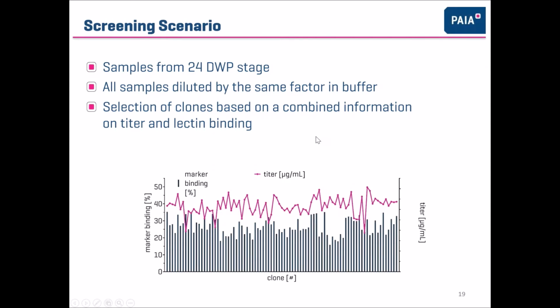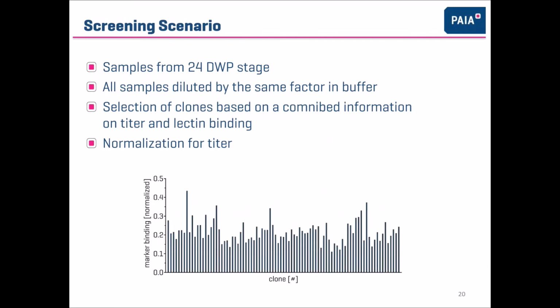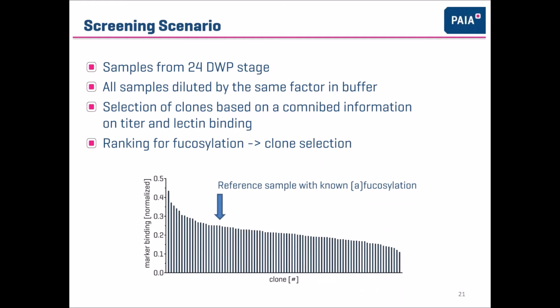And in order to find now the degree of fucosylation, you do a normalization for titer. So now the high bars show you the highly fucosylated samples, and of course then the low ones, the samples with a low degree of fucosylation. And as a next step, you would do a ranking for the fucosylation, which allows you then to select the clones which are in the range that you would like to have in the clones that you are selecting and moving on to the next stage.